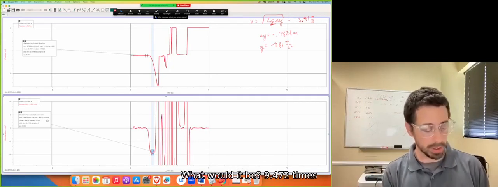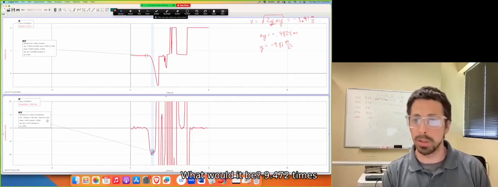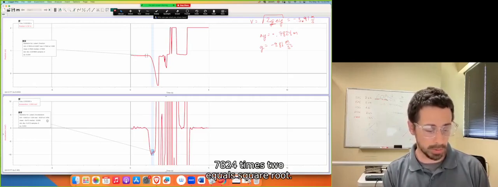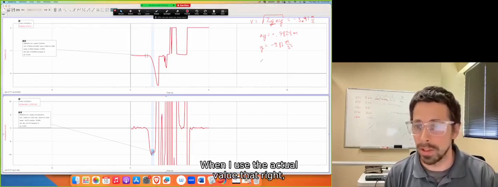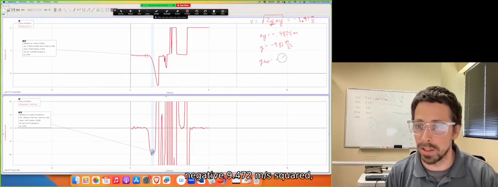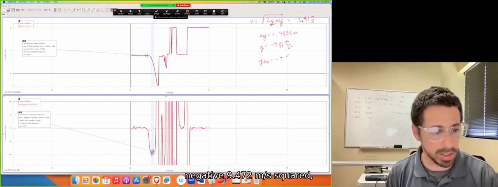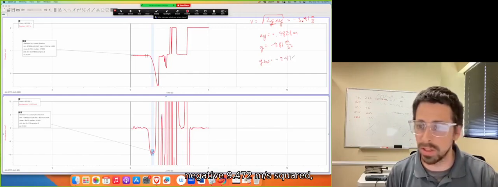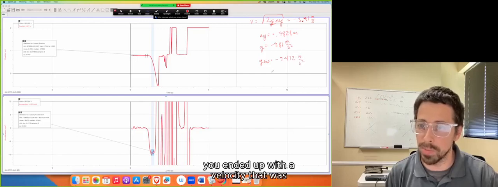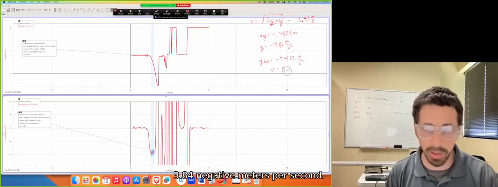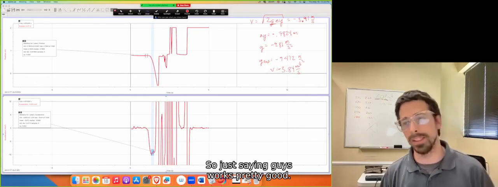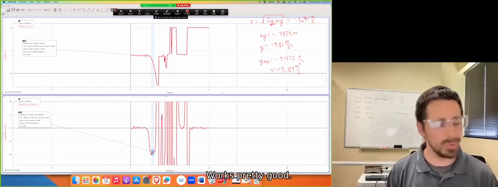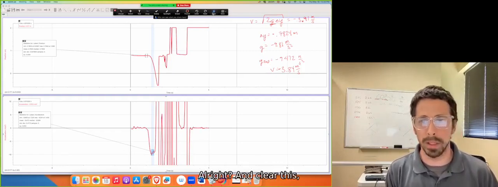Do that, you're going to get a little bit off. Well, what would it be? 9.472 times 0.7824 times 2, equals, square root. Oh, you know what? When I use the actual value of g from the experiment, negative 9.472 meters per second squared, we ended up with a velocity of 3.84 negative meters per second. So, just saying, guys, works pretty good. All right, gonna clear this.